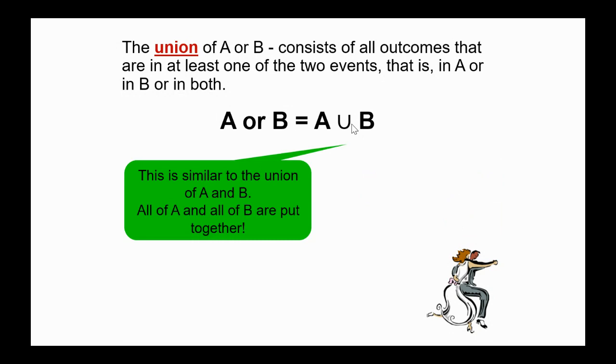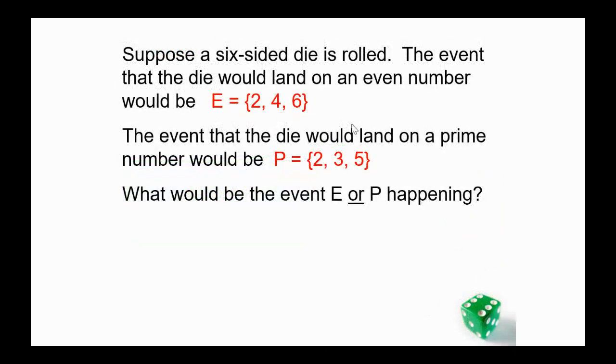Anyways, similar concept with the unions. All of A and all of B are put together. So suppose a six-sided die is rolled. The event that the die would land on an even number would be 2, 4, and 6. We're going to call that event E. Event P is that the die lands on a prime number. So 1, 2, 3, and 5.